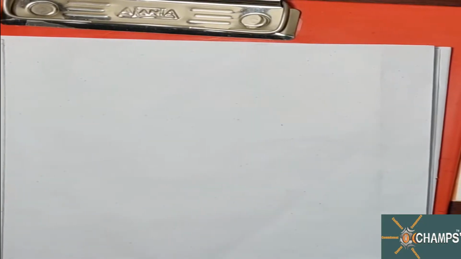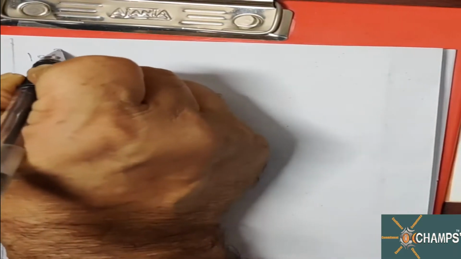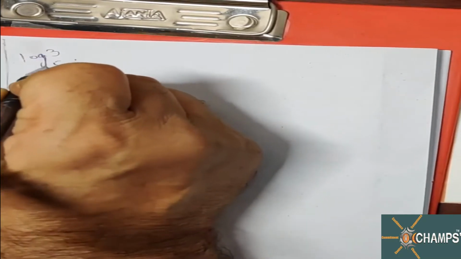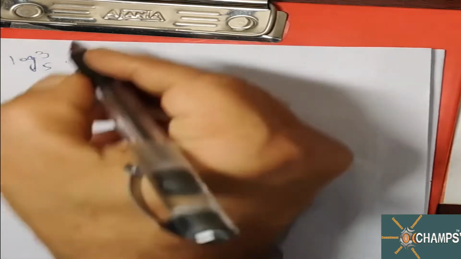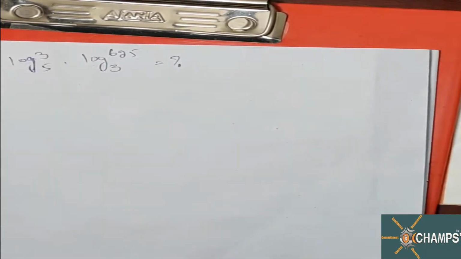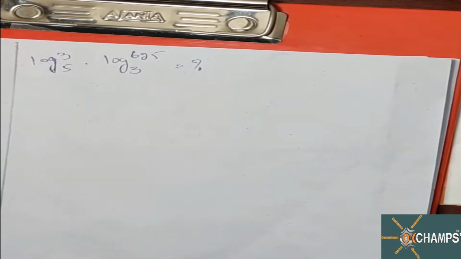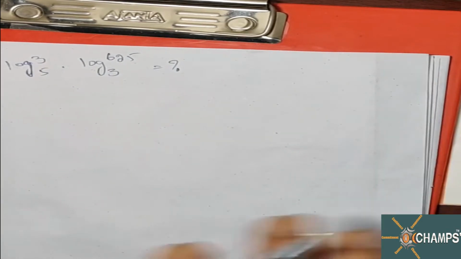Now let's see the next question, sir. This is log 3 to the base 5 into log 625 to the base 3 is equal to question mark.